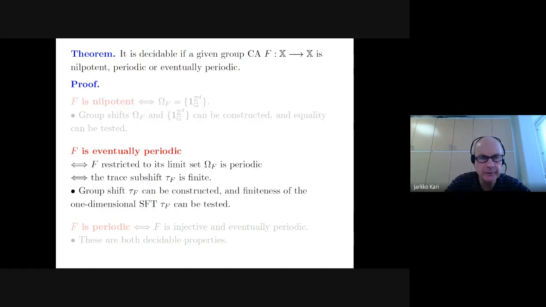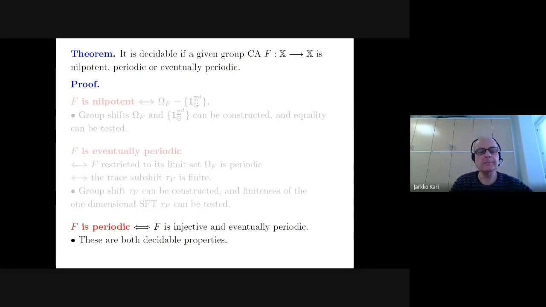What about eventual periodicity? We can test it using the trace subshift, the temporal sequences, because if a cellular automaton is eventually periodic, it means that you only have a finite number of different traces. So we construct the trace subshift, which is a one-dimensional SFT. In one dimension we can easily test, using standard algorithms, the finiteness of a subshift of finite type, whether you have just a finite number of configurations remaining. So that's an algorithm for eventual periodicity.